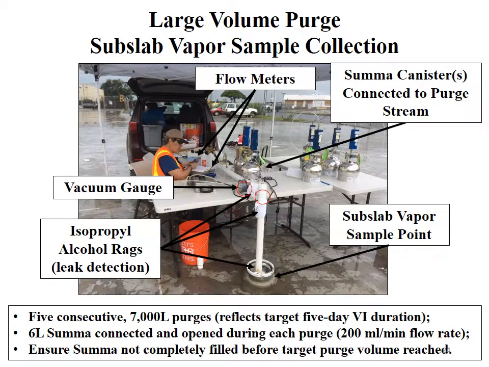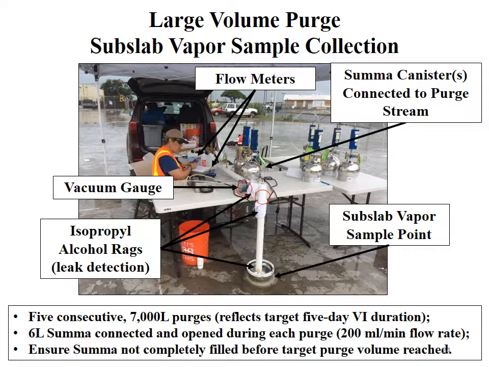Let's take a closer look at the LVP setup. You see the Subslab Vapor sample point in the foreground. We installed a very large point. It's more similar to a pilot SV test. You wouldn't need to do this in real life if you're actually getting an LVP sample in a building. You could definitely scale this down.